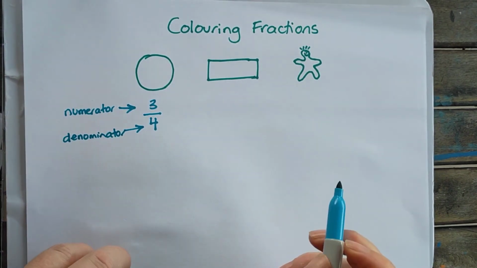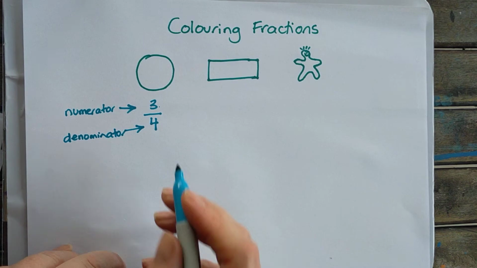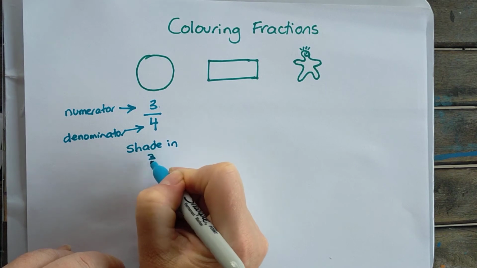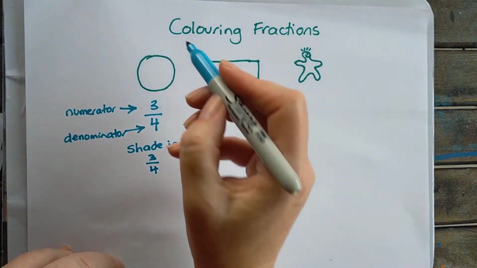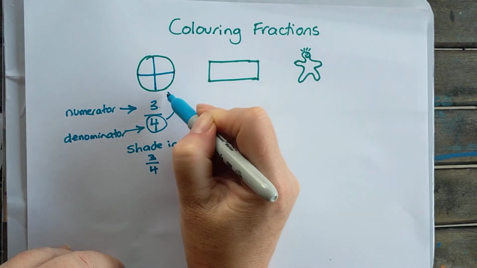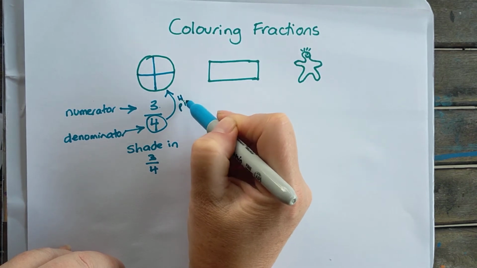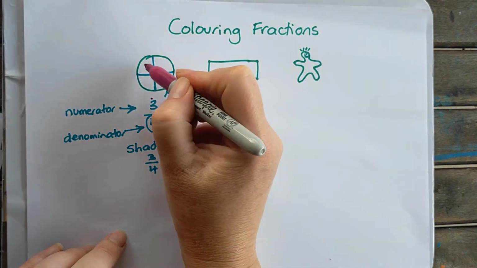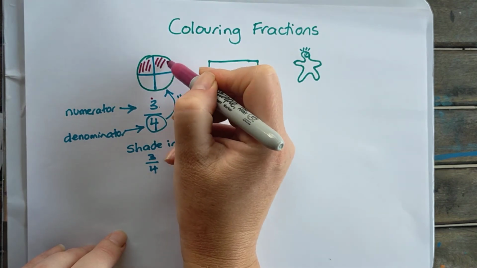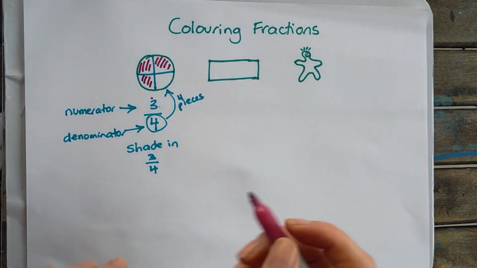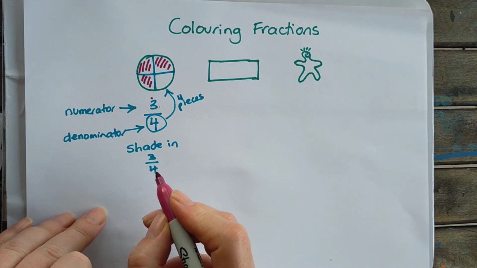So if we've been given the fraction 3/4 and we're told that we need to shade in 3/4 on the diagram, then that means we have to divide our whole amount up into 4 pieces. We need 4 pieces. And we're only interested in shading in 3 of them. So the 3 here tells us how many pieces we need to colour in. 3 pieces.